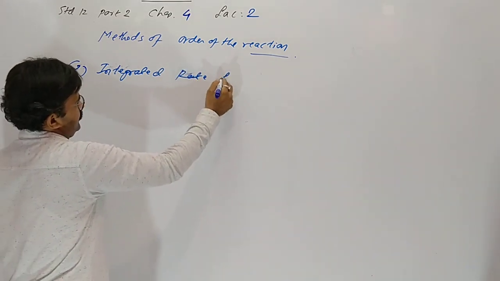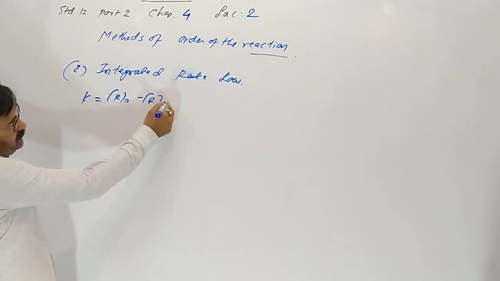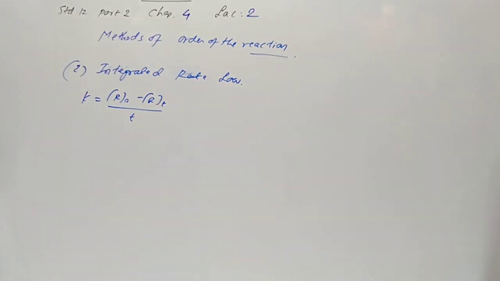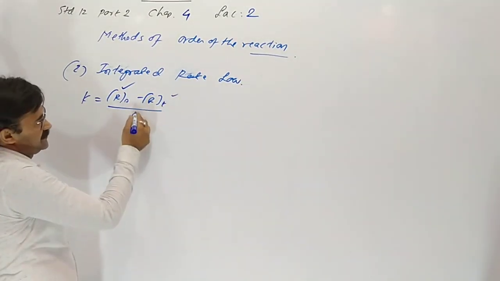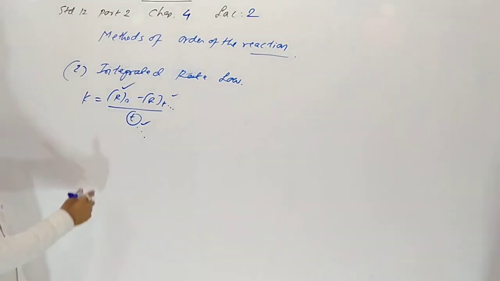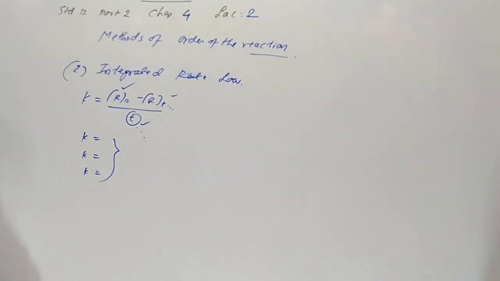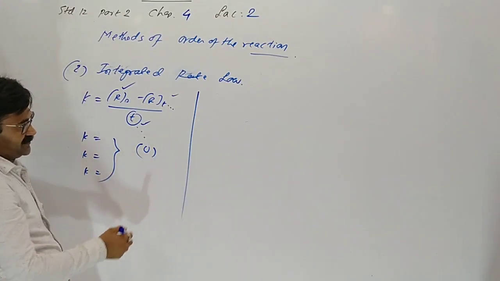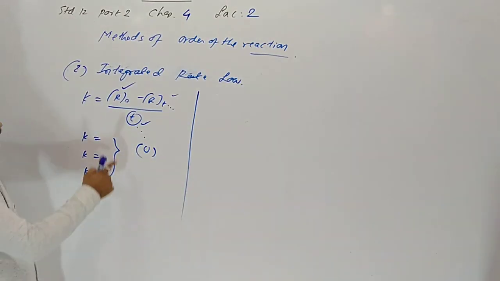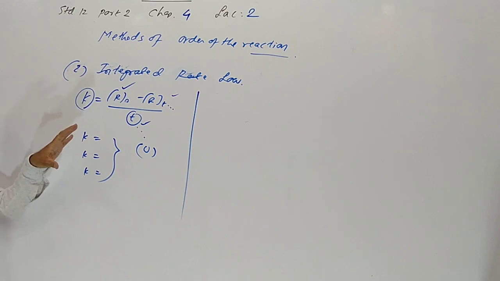Using the integrated rate law, we can define the rate of reaction. For zero order, we know the formula is k = (R0 − Rt)/t. R0 is the initial concentration, Rt means the concentration at time t, such as 10, 20, 30. If K becomes the same every time, we can say the order of reaction is 0. Every time K remains constant when we put in the values.